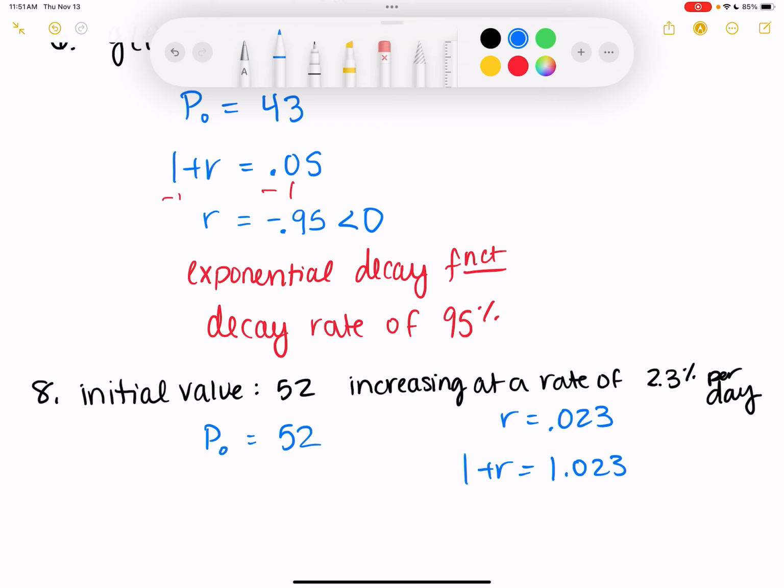Oh, does that say 2.3% or 2.3? Let me fix that. It's kind of hard to see. There we go.